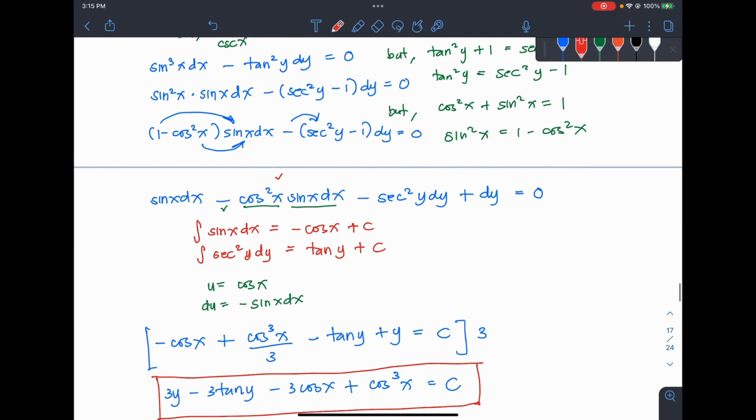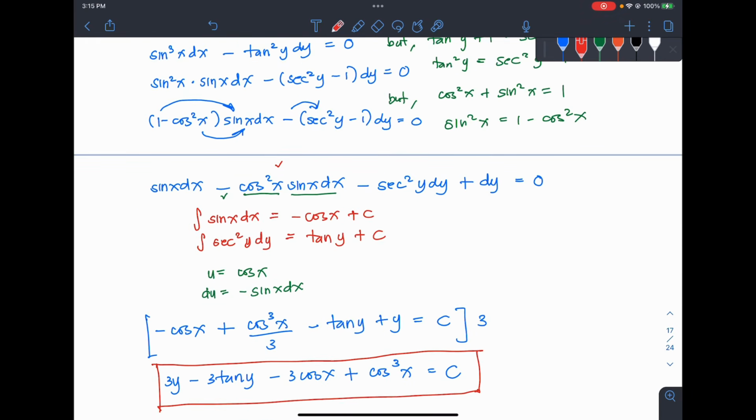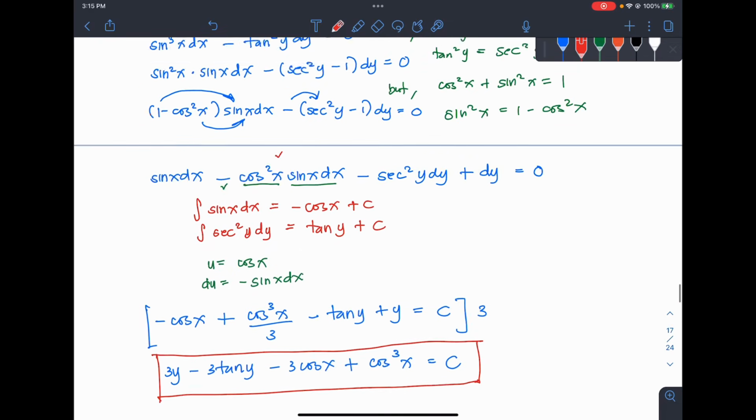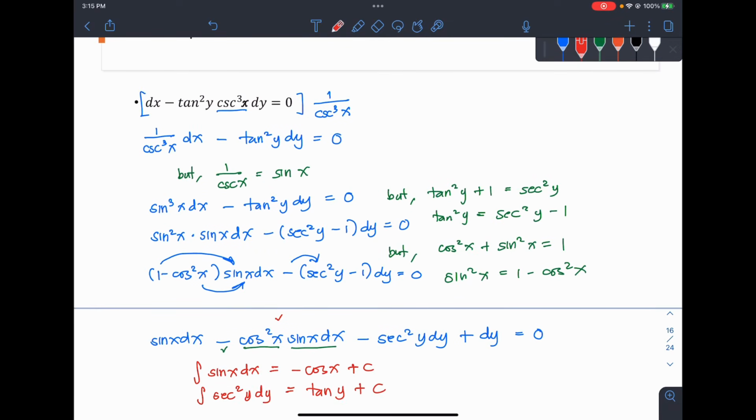So that is our fifth example. So it involves trigo substitution, or sorry, trigo transformation. So it involves trigo transformation.